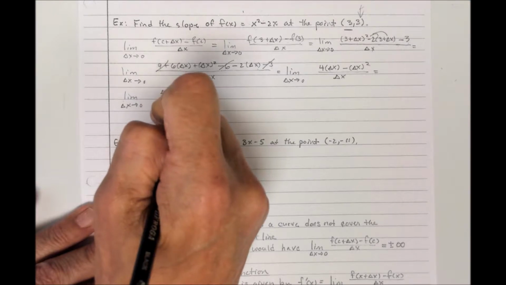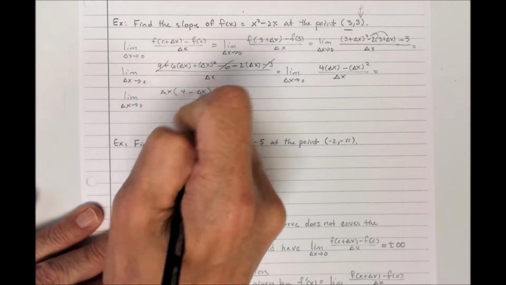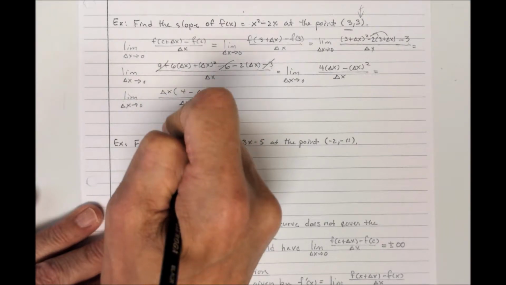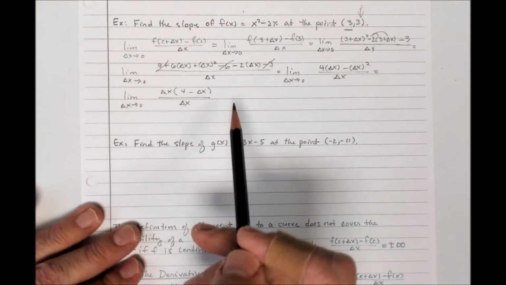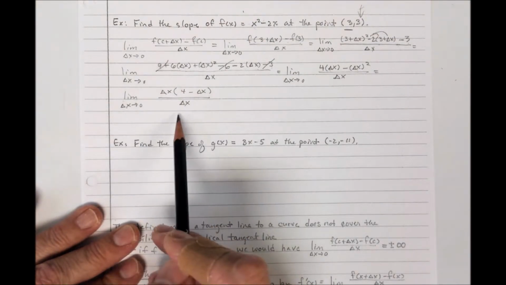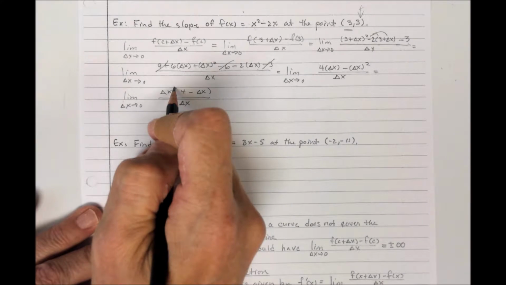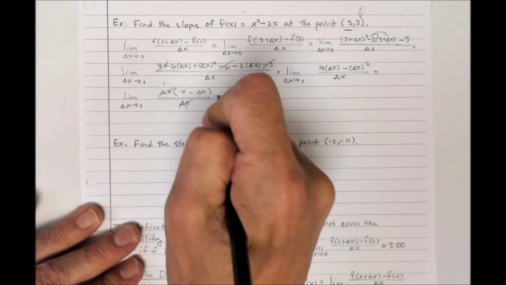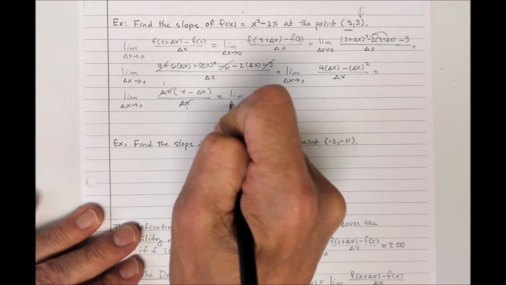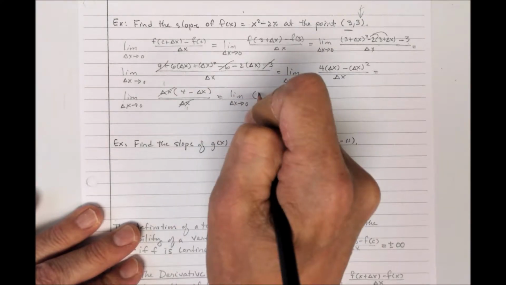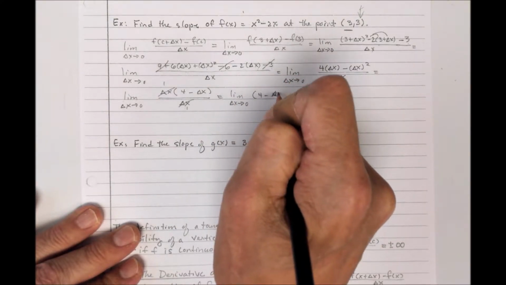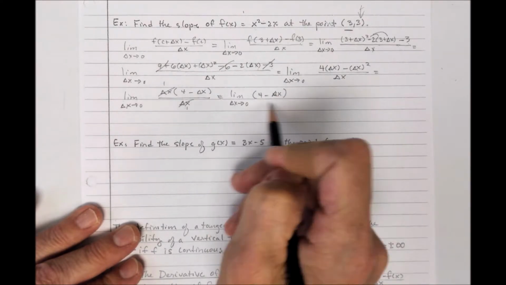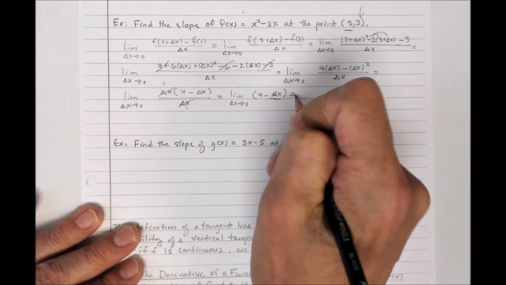That gives me 4 minus delta x in the numerator. Look at that, delta x in the denominator. This whole time, if I had used direct substitution, I get 0 over 0. But now, because the delta x's cancel out top and bottom, I get the limit as delta x goes to 0 of the quantity 4 minus delta x. And as delta x goes to 0, this goes to 0, so I get 4.